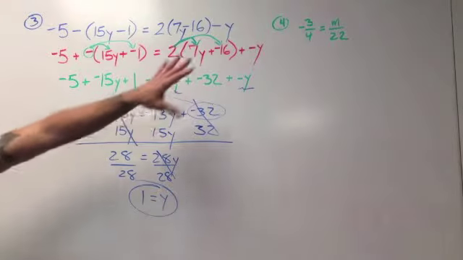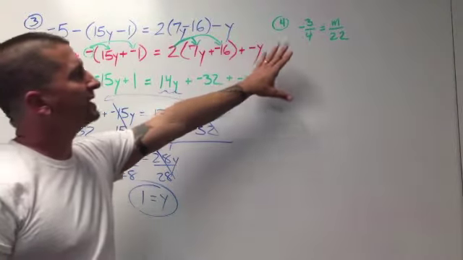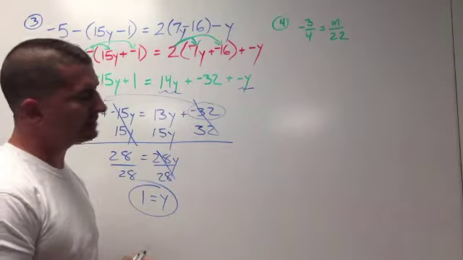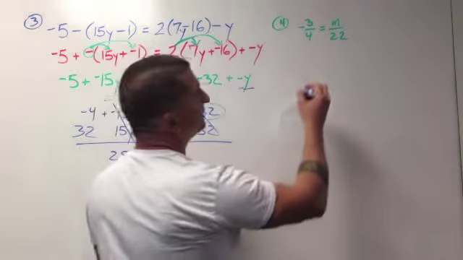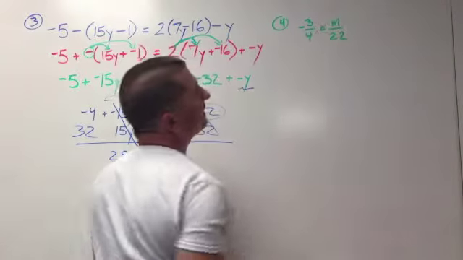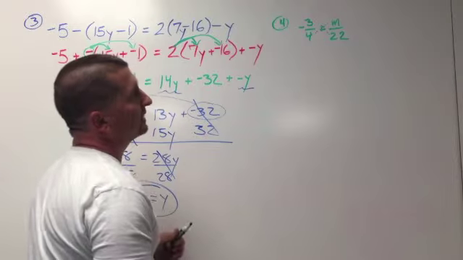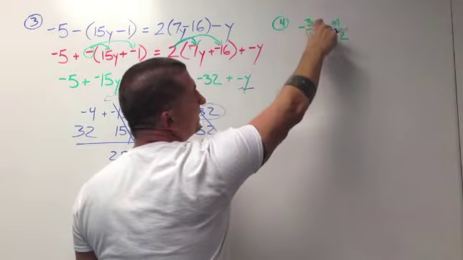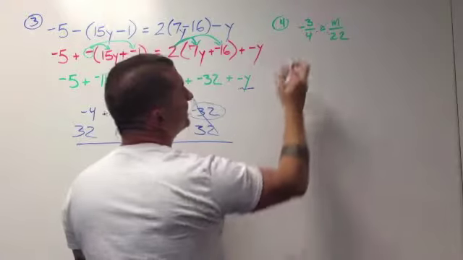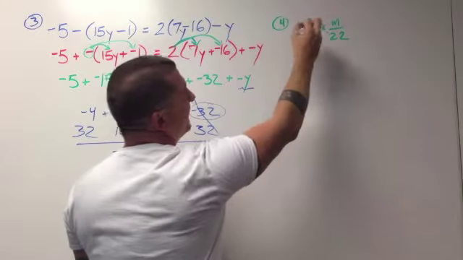Okay, the next problem. This problem is negative 3/4 equals m over 22. Now you can do this a few different ways, but if you want to look at this as solving a proportion, you can use cross products and multiply across the equal sign, meaning we're going to multiply numerator times denominator and denominator times numerator.